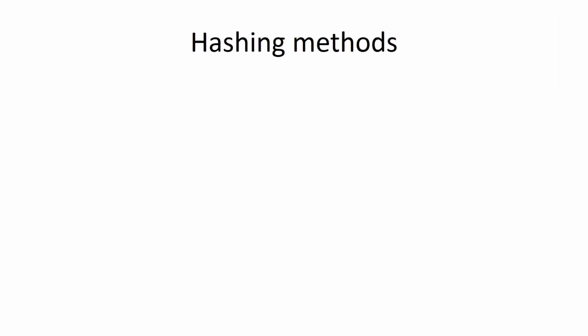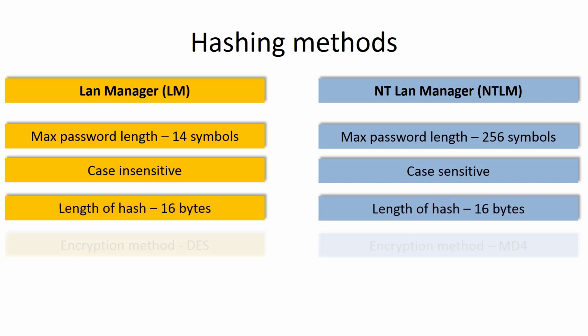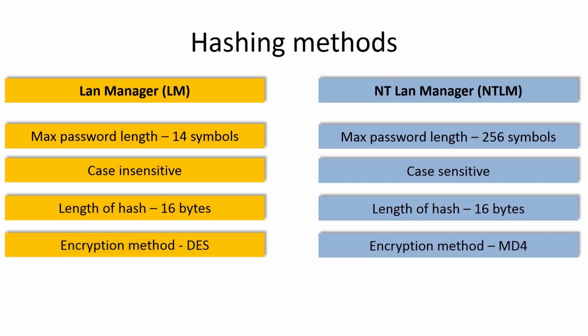But how does the system calculate a password hash? Well, there are two methods. The first one is LAN Manager, or just LM. The second one is NT LAN Manager, or just NTLM. LAN Manager is very weak, so that is why NTLM is used instead. But LAN Manager is still supported by all Windows systems, including Windows 10. It is done for backward compatibility.